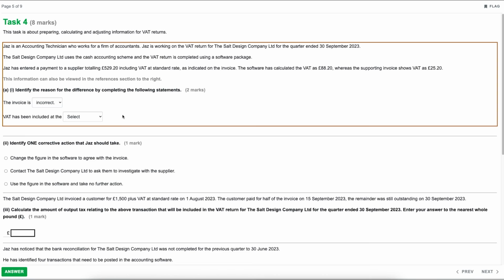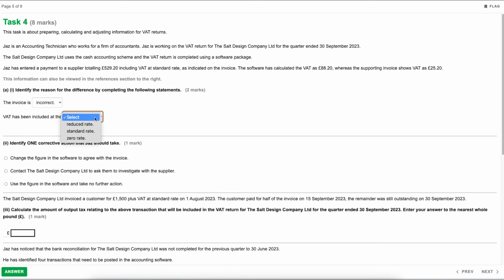The next part then, VAT has been included at the, and it's either the reduced rate, the standard rate, or the 0 rate. Well, it's certainly not the standard rate because we've just calculated the standard rate as £88.20. And it's obviously not 0 rate because the VAT on the invoice would therefore be 0. But it's been calculated at £25.20. So therefore, VAT would have been included at the reduced rate.